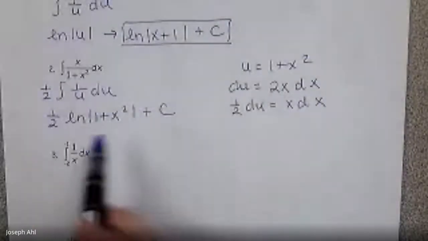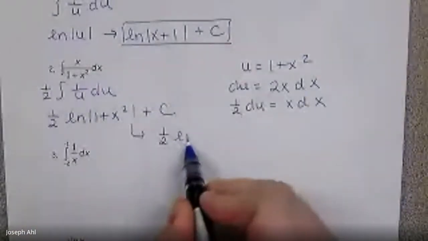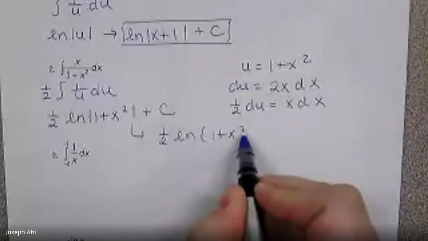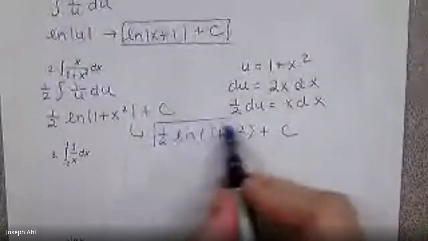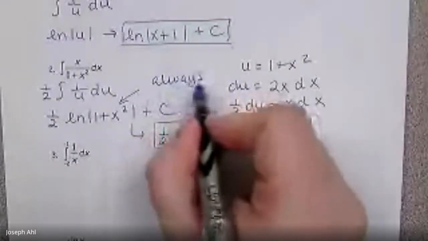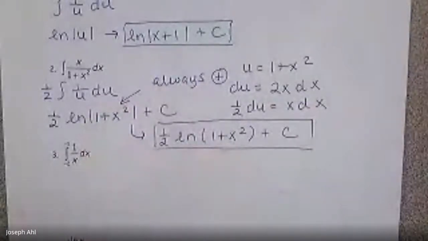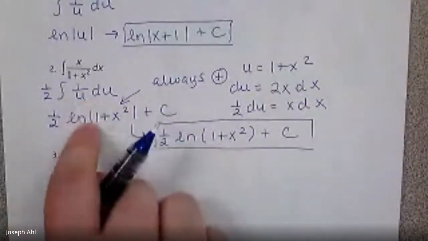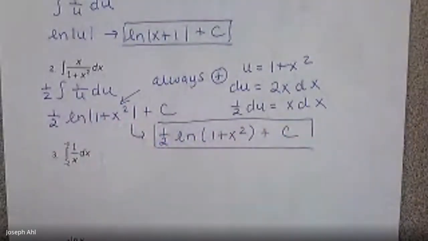You might actually see this example written as the following. You might see it as 1/2 ln of 1 plus x squared plus c without the absolute value. The reason is that the quantity 1 plus x squared is always positive, so the absolute value is a little redundant there. You can drop the absolute value in that case, and if this were a multiple choice question, we don't need the absolute value to make this statement true still.